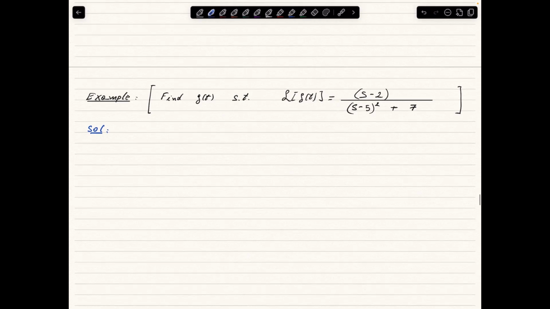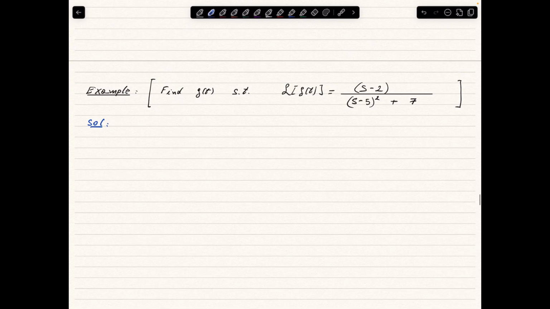Let's start writing the Laplace transform of g. The Laplace transform of g is s minus 2. Let me put the minus 2 over here for a reason that we're going to see in a minute. And down here we have s minus 5 squared plus 7.